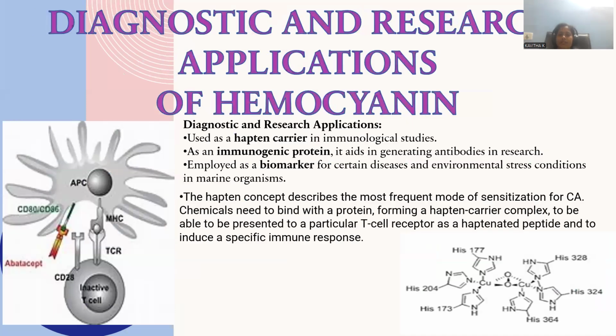Diagnostic and research applications of the hemocyanin: it is used as the hapten carrier in immunological studies. As we are already aware, immunity boosting is the common criterion accorded to this hemocyanin. In addition, immunogenic proteins aid in generating antibodies in research. New antibodies will be developed in the research purview by using this hemocyanin in the laboratory.